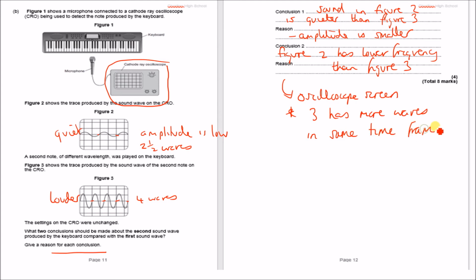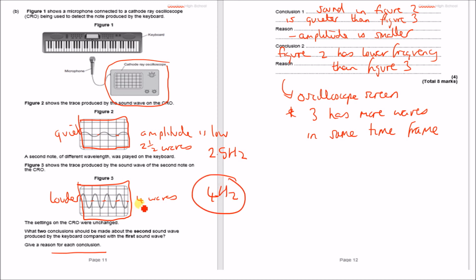So this is really important. There are more waves in the same amount of time. So whatever time frame this is, there's 4 waves, and in whatever time frame this is, there's 2.5 waves. If it was in 1 second, then it'd be 2.5 waves per second. So the frequency would be 2.5 Hertz. If this was 4, it'd be 4 Hertz. So the frequency clearly is higher here because there are more waves per second.